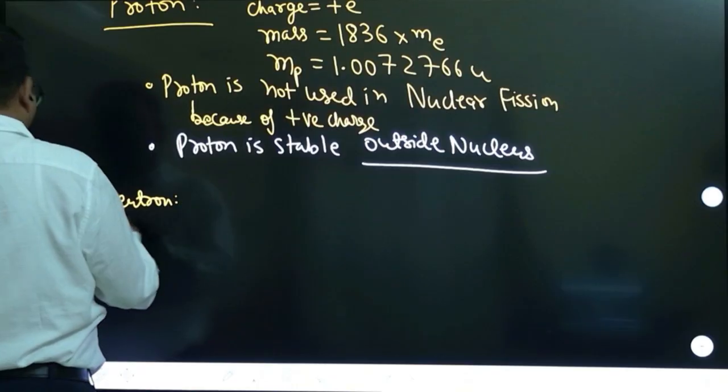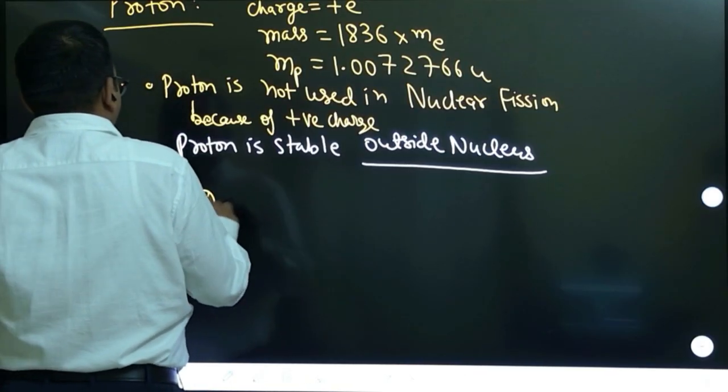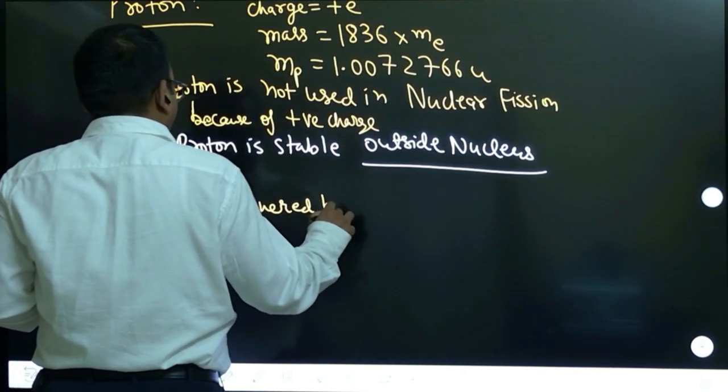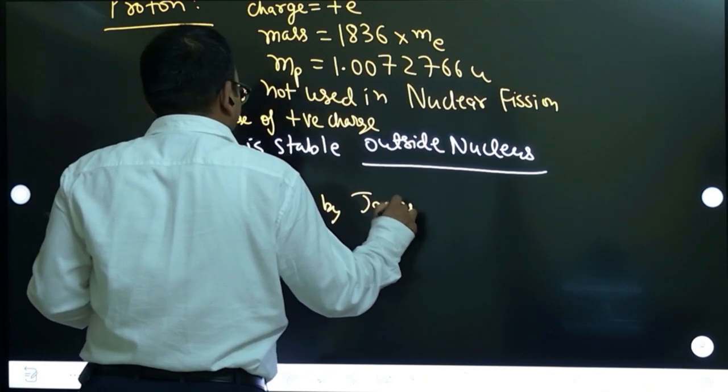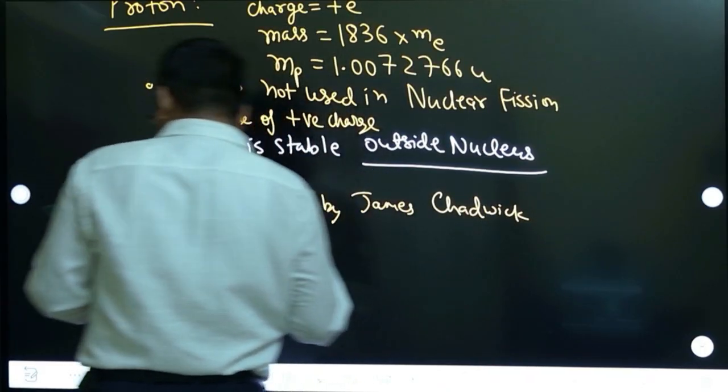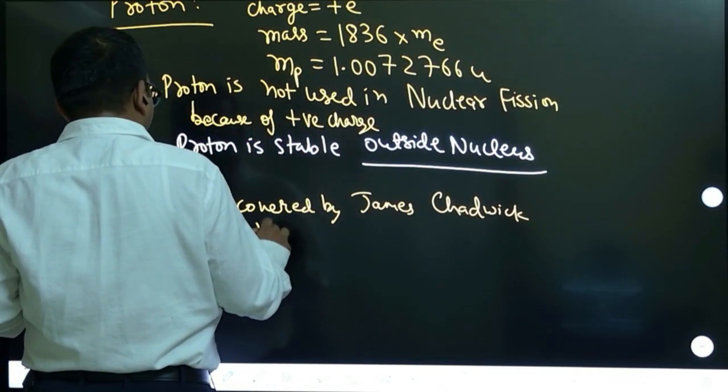Neutron. Neutron was discovered by James Chadwick in 1932.